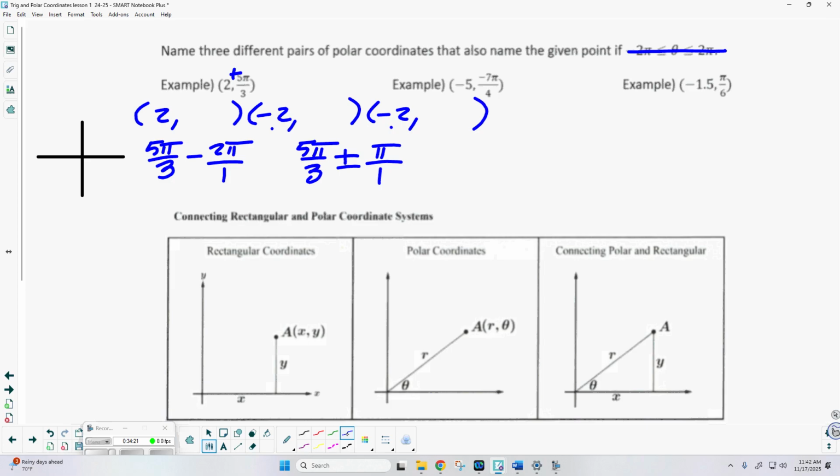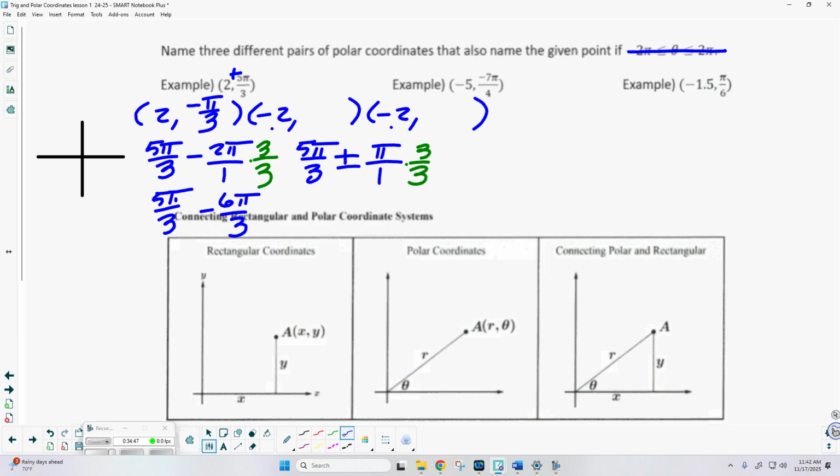The only trick to this is just remembering what to do. What's my common denominator here? Okay, so I'm going to multiply by 3 over 3. So let's see, that's going to give me 5 pi over 3 minus 6 pi over 3. So it looks like in order to keep my radius the same, this is going to be negative. There you go. That's exactly right.